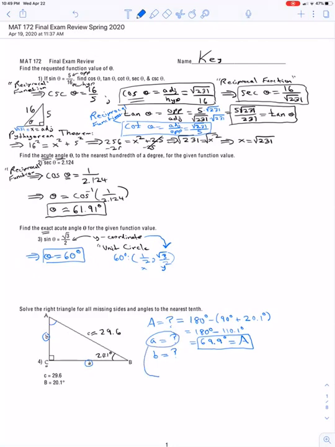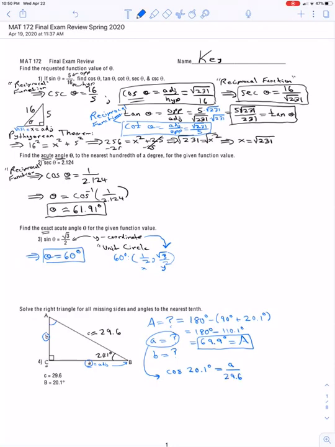So to find side A, I'm going to use my definition of cosine. I'm going to introduce one of my definitions from right triangles. We were given angle B, right, and we were given side C. So let's use that information to help us. So if you notice, side A is the adjacent side to angle B. That's the adjacent side to B. So let's use cosine. So cosine of 20.1 degrees is equal to A divided by what?